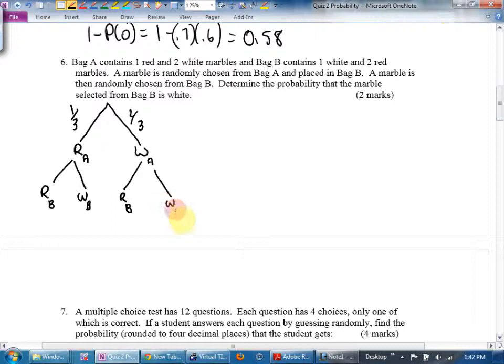Now down this branch, we picked a red marble. And what did we do with that red marble? We put it in bag B. So how many marbles are there in bag B grand total now? Not three, but four. And how many are red down this branch? Three out of four? One out of four.